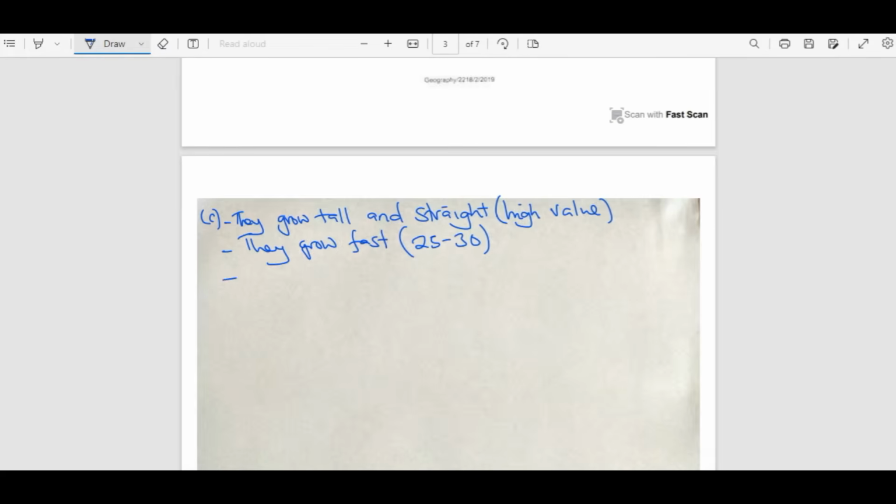Okay, so the other point that we can give there, because they are soft wood or soft timber, meaning that it is very easy to work on them. So soft timber makes it easy to work on them. That is another one. Let us look at the other one.